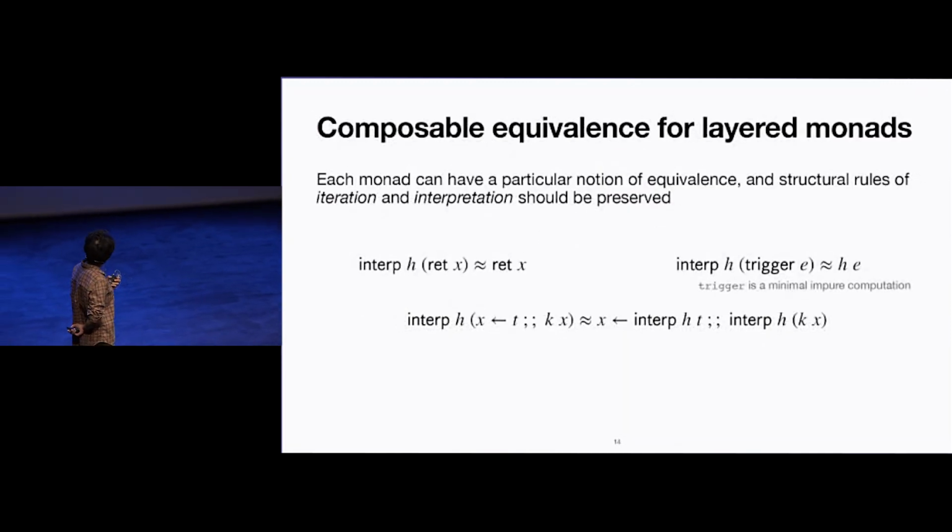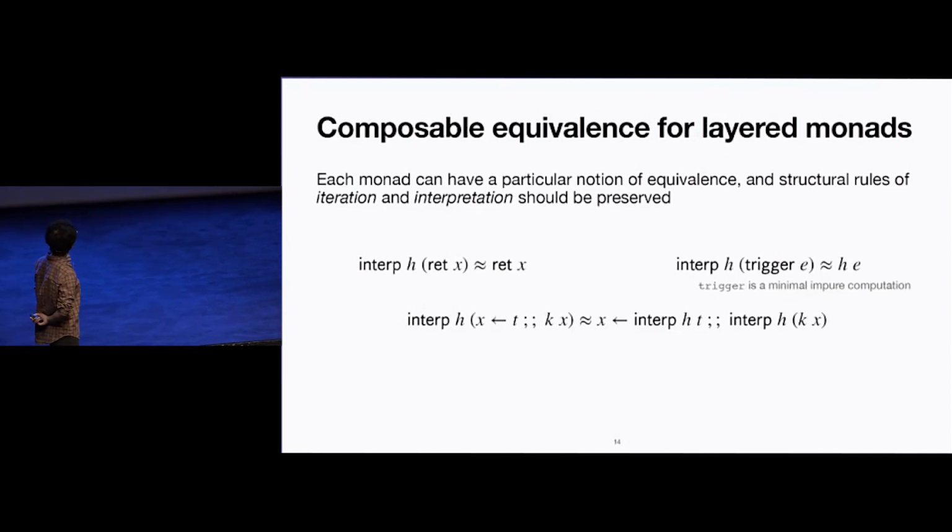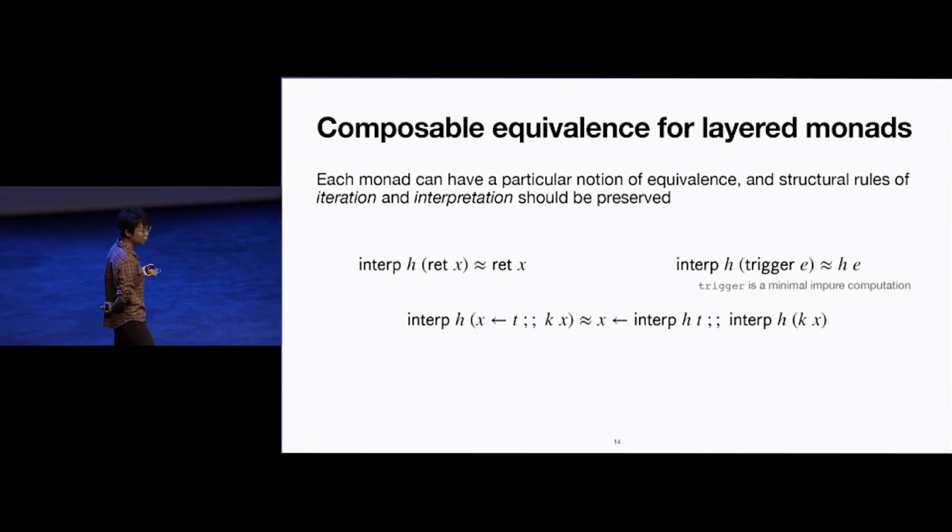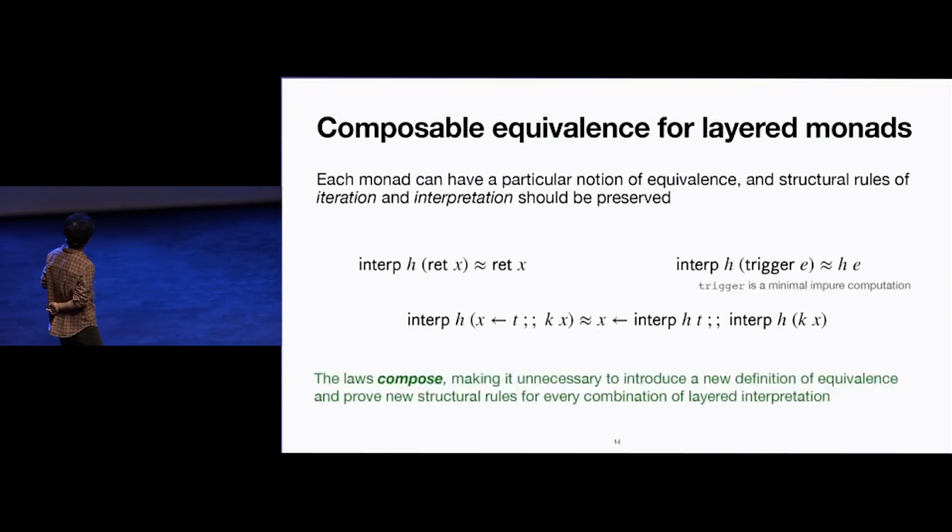So as a result, we have a composable equivalence for layered monads, and we say that each monad can have a particular notion of equivalence with all these structural properties. And additionally, the structural rules for iteration and interpretation should be preserved. So that rule is basically saying interp is a monad morphism that commutes with bind, and then if it's an interpretation of a return, that should be equivalent to a return. And then this is the expected behavior of what it means to be trigger. And to remind you of the definition of trigger, trigger is the minimal impure computation of an interpretable monad.